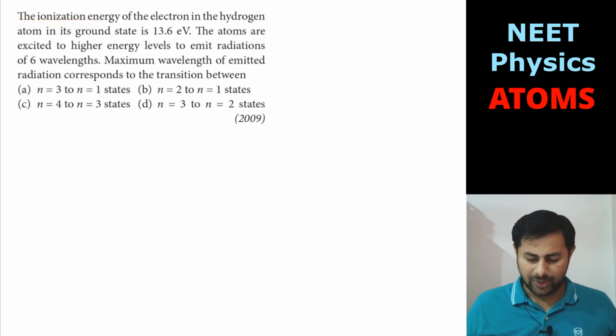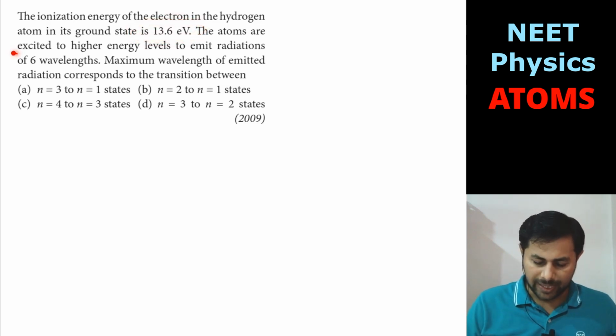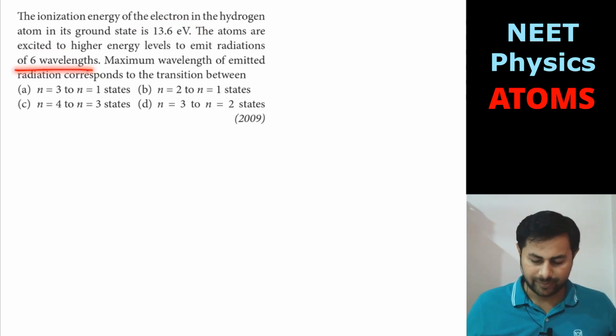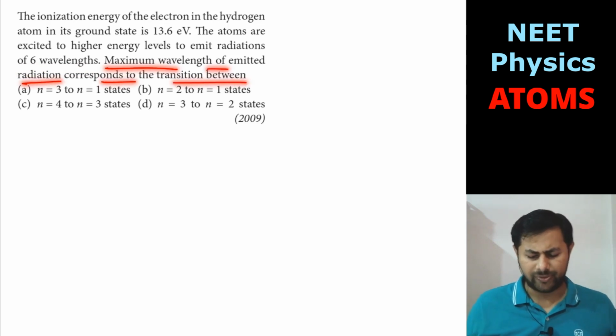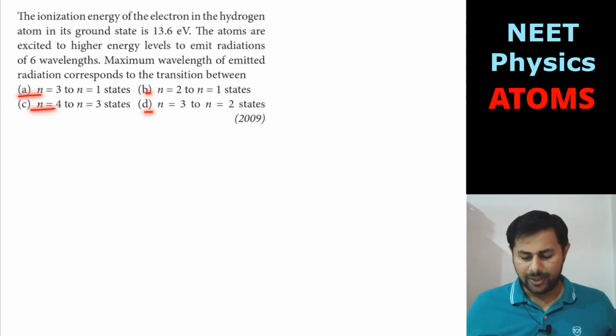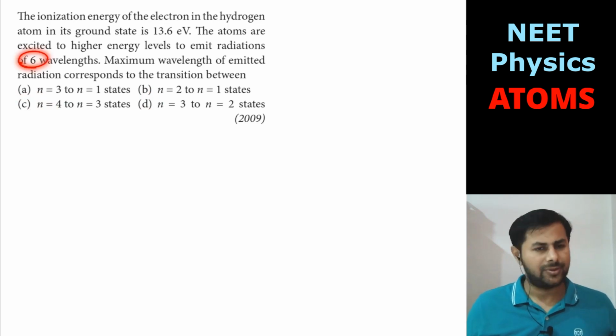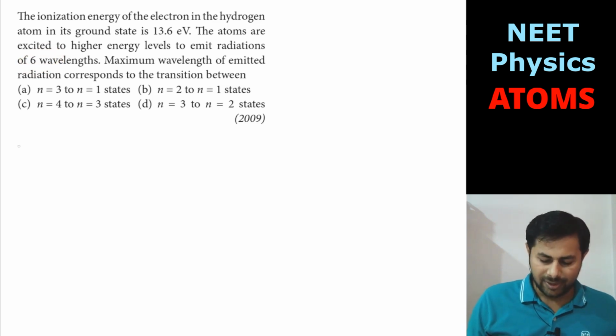The ionization energy of the electron in a hydrogen atom in the ground state is 13.6 electron volts. The atoms are excited to higher energy levels to emit 6 wavelengths. The maximum wavelength of emitted radiation corresponds to the transition between... So you just need to find out which is the maximum wavelength. Ideally, you will need to find out where the electron goes, because it's emitting 6 spectral lines. So what is the excited level?